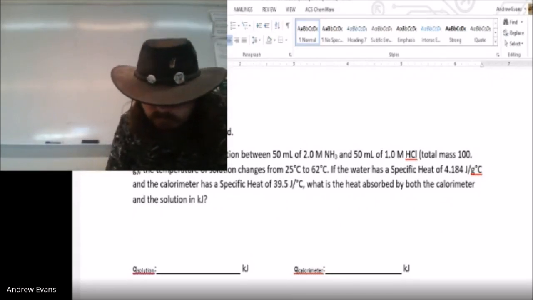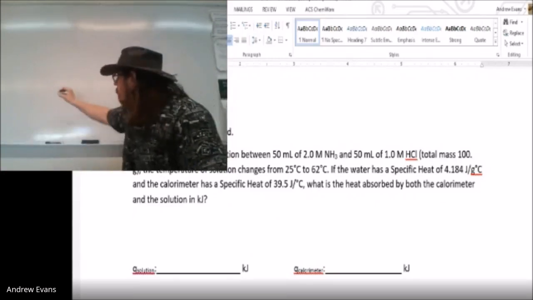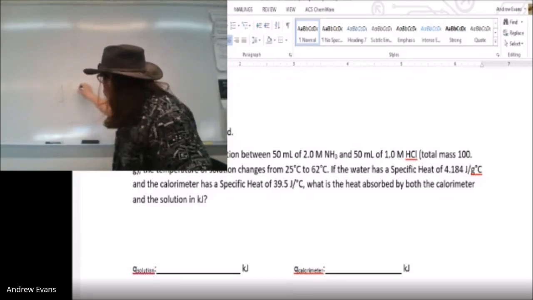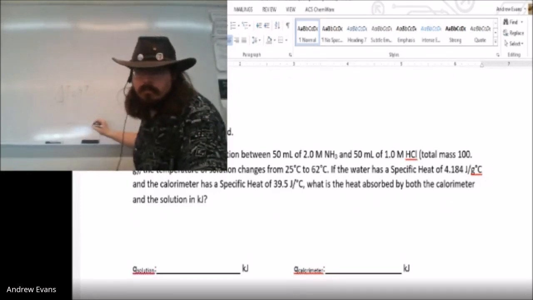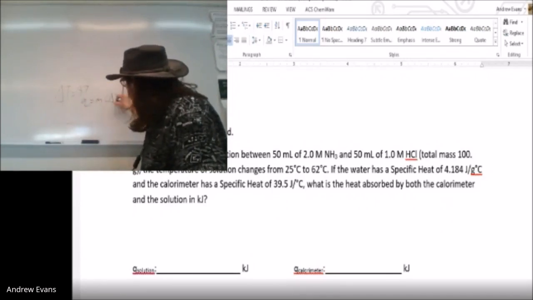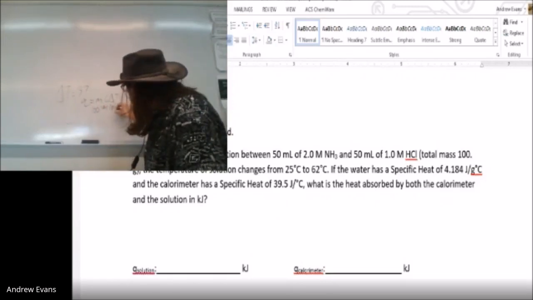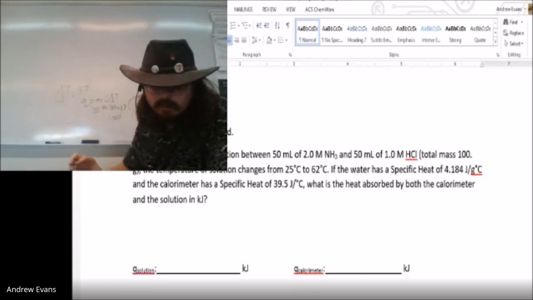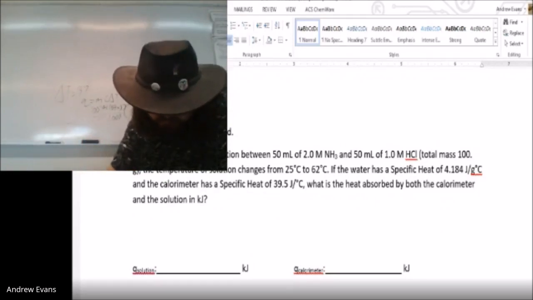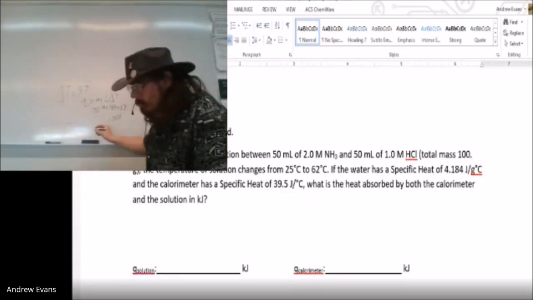So first things first, what is our delta T? 62 minus 25 is positive 37. So for the solution, Q equals MCΔT, so it's going to be 100 times 4.184 times 37 divided by 1,000 to get this into kilojoules. So you'd get 15, I would say 15.5 kilojoules for that.